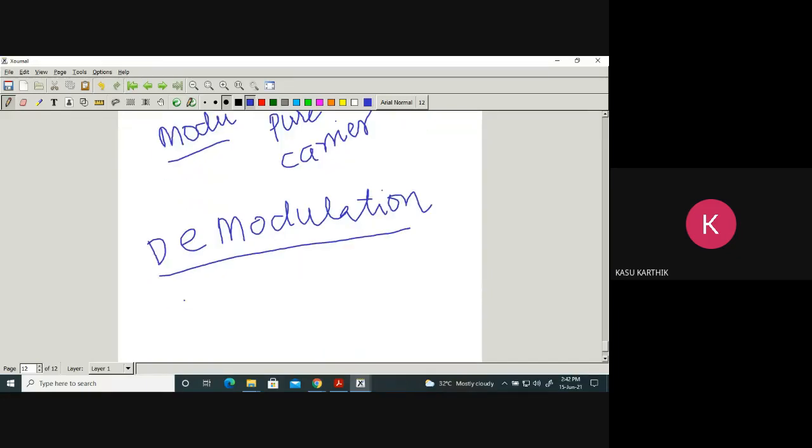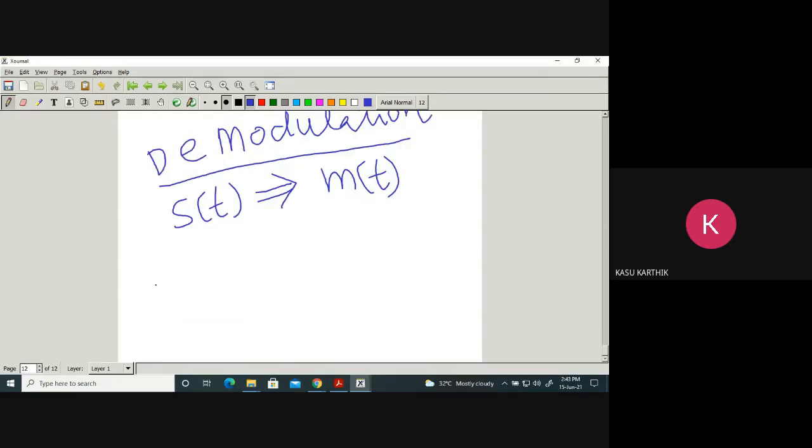Here we receive s(t). So from s(t), we should get back what? m(t). That is demodulation, the reverse. Okay, what is the modulation? Modulation means from m(t), we should generate s(t). This is the modulation.